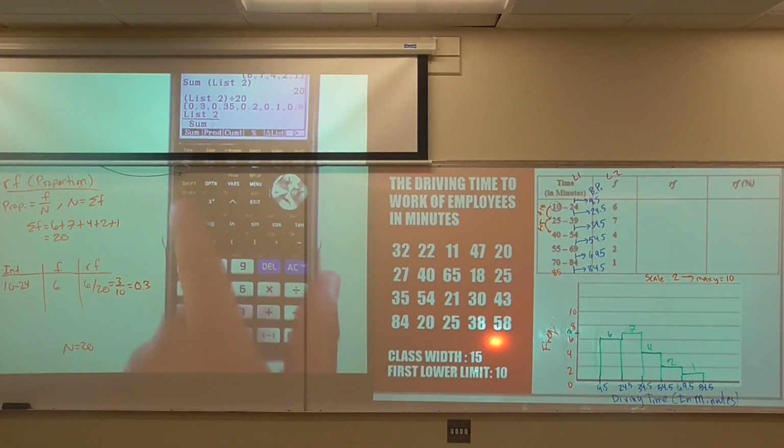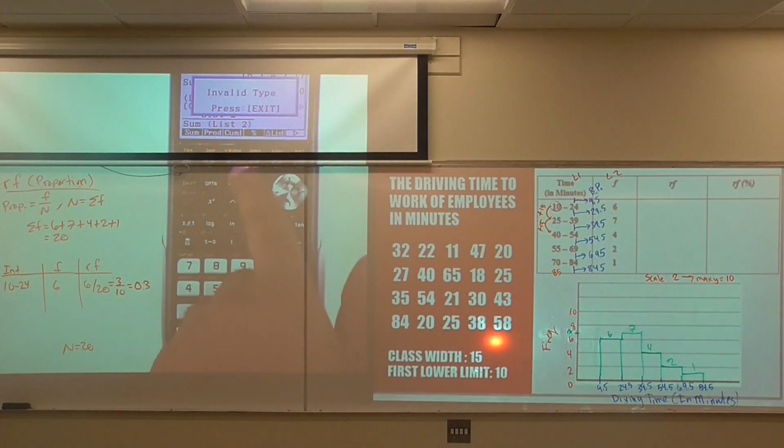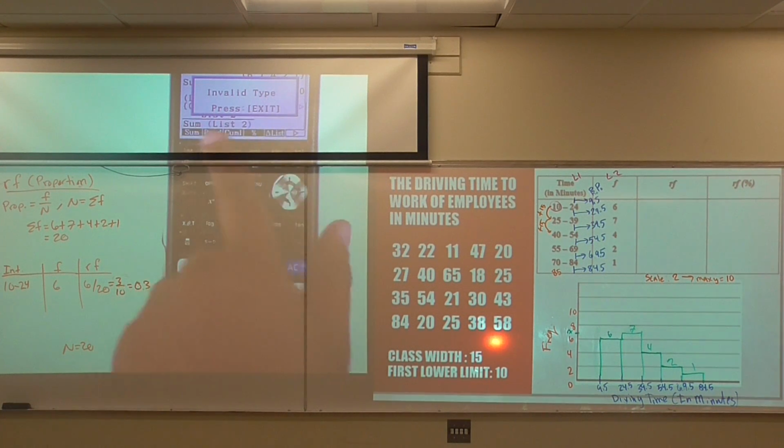And then once again the parentheses of list 2, just like that. So the box will become 20 because it'll prove that. But when I do this, it says invalid. And the reason could be because of the fraction operation, because it turns out you can't really do it sometimes.